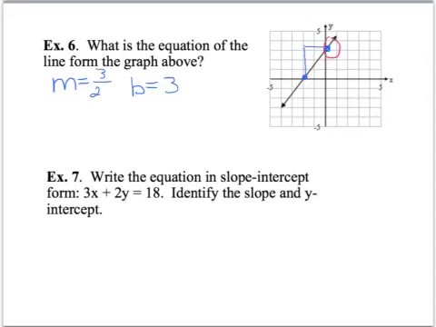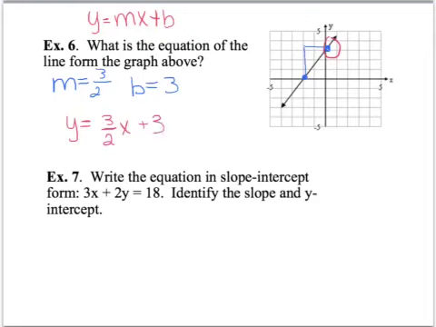All right, I have my information. Now I need to just substitute that into my formula. So this is going to be y = 3/2 x + 3.